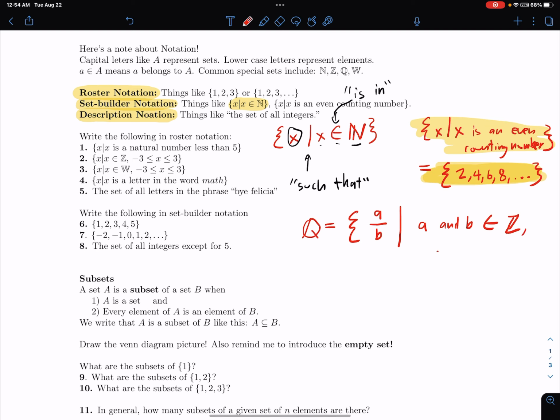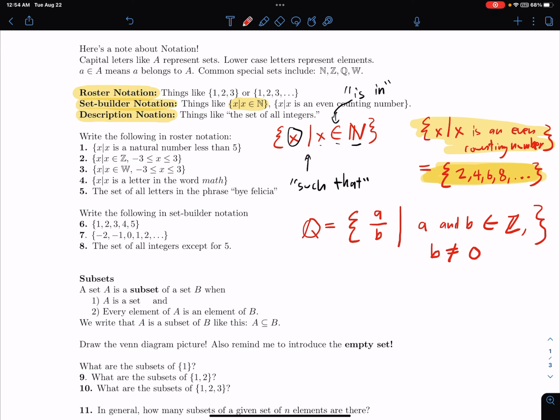And also, we can't divide by 0, so we should specify b cannot be 0, because I don't want to have a b in the denominator, right? I don't want to have 0 in the denominator, because if you ever took algebra, you know when you divide by 0, the universe implodes upon itself. Okay, so this is saying everything of this form, a over b, where A and B are integers. That's how we describe or build the set of rational numbers.